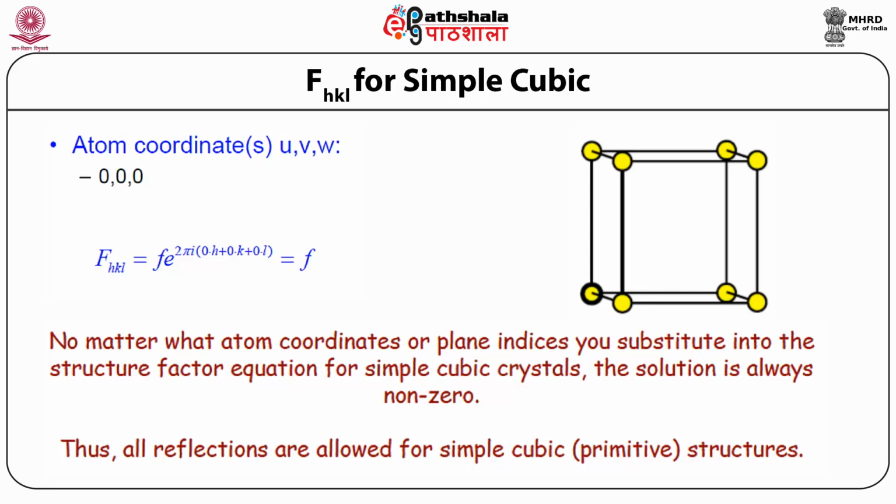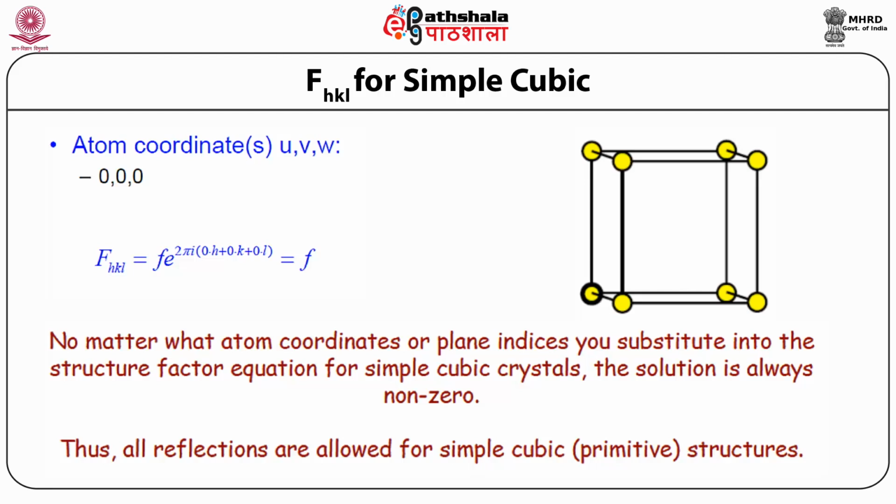So there is 1 atom per unit cell. Now you can fix the origin at that point, and its coordinate becomes 0 0 0. You calculate the structure factor using this formula for F(HKL), and this exponential factor becomes 1 because these are all 0, and you get F. So for a simple cubic, or primitive cell, the structure factor is just the atomic form factor. Whatever the strength of the atomic form factor is, that is the structure factor in this particular case.